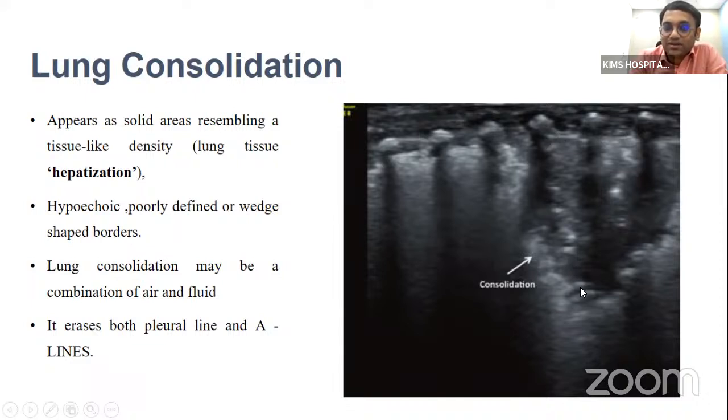So in a consolidation, there appears a solid area similar to the liver, called hepatization of the lung, and we have irregular, poorly defined borders, and it can have air and fluid, and the pleura present over the corresponding area is either abnormal or completely disrupted.